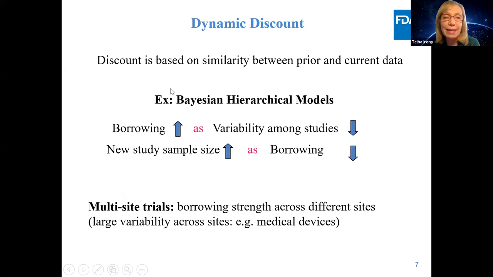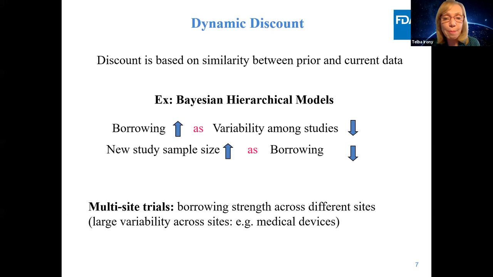So discount may be based on the similarity between the prior data and the current data. And one usual way to do that is to use Bayesian hierarchical models in which the borrowing increases as the variability among studies decreases, and the new study sample size increases as the borrowing decreases. So it's a dynamic discount. In other words, it's connected to interim analysis.